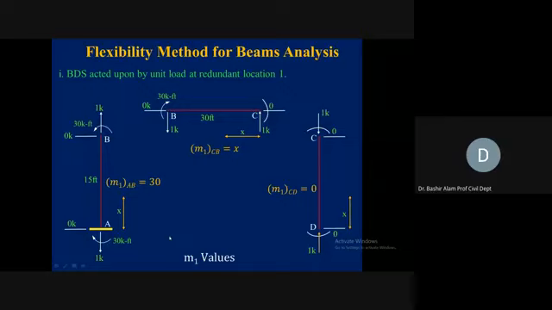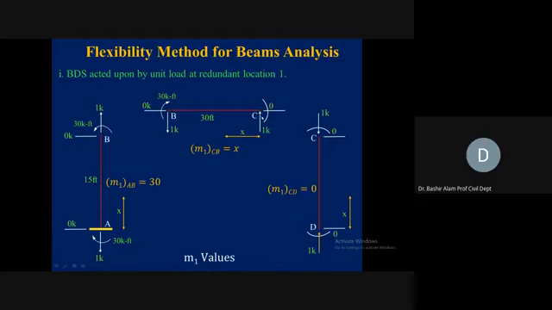Origins already we fixed. For member AB it was A, for member BC it was C, and for member CD it was D. Let's start writing the moment equation. 30 kip-ft is causing compression in the outer fiber. So M1 for member AB is 30, plus. Why? Because it is causing compression. 0 times X gives you 0.